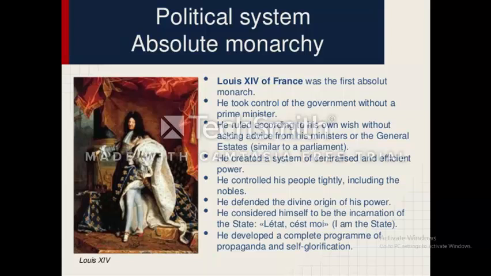Political system: absolute monarchy. King Louis XVI in France was the first absolute monarch. He took control of the government without a prime minister. He ruled according to his own wish without asking advice from his ministers or the general estates, like the parliament. He created a system of centralized and efficient power. He controlled his people tightly, including the nobles.